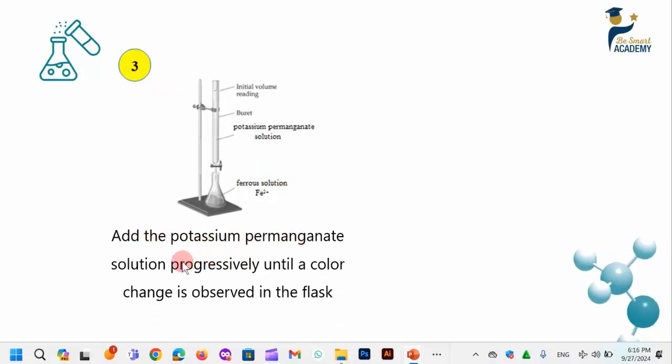Add the potassium permanganate solution until a color change is observed in the flask.